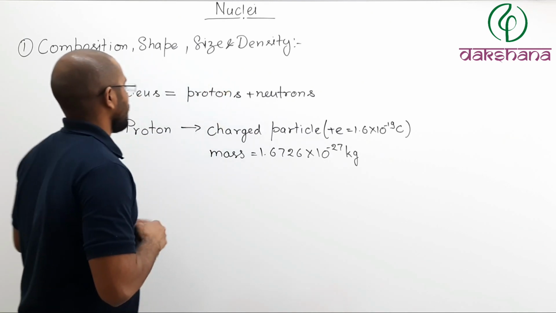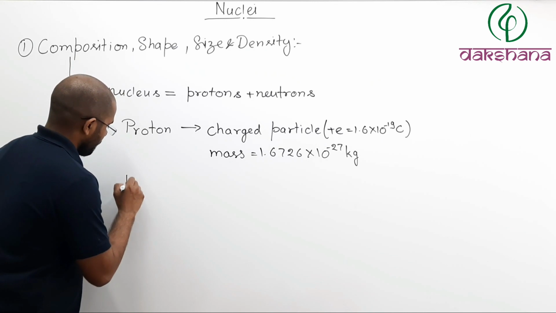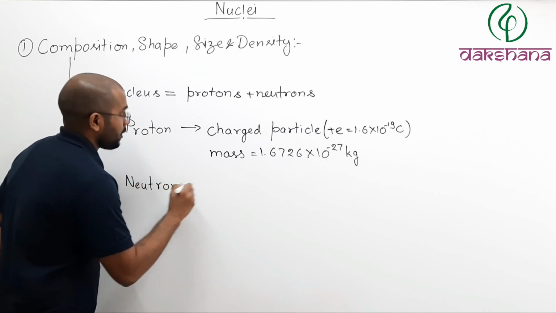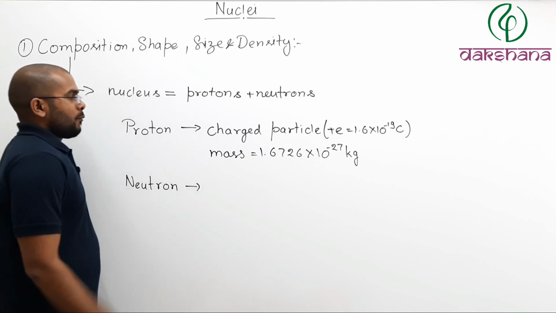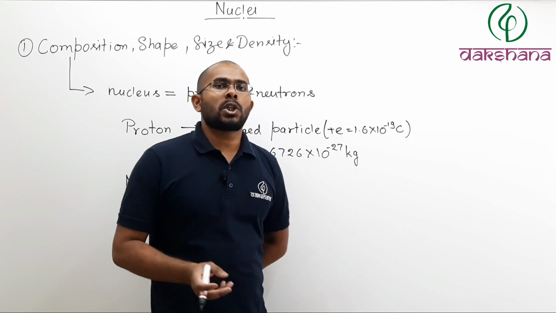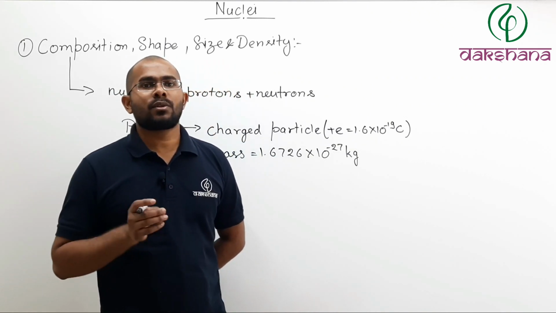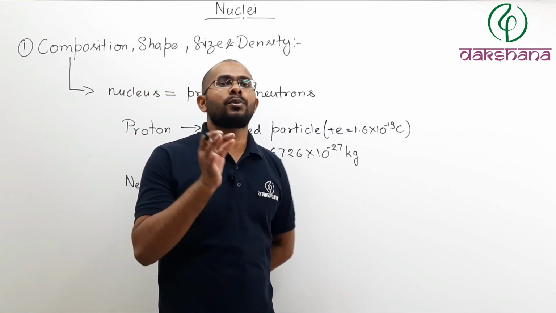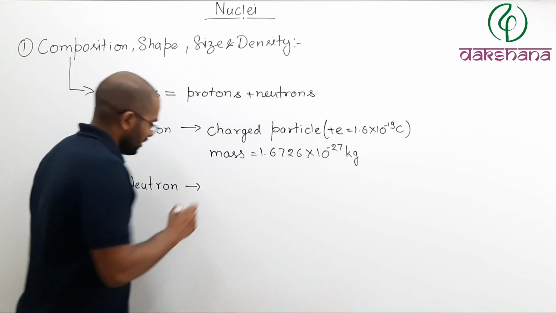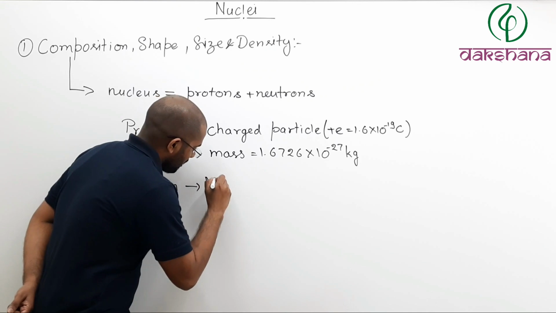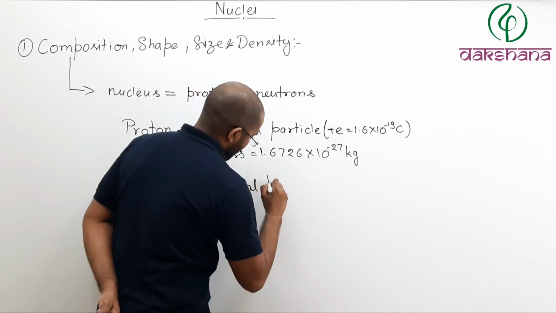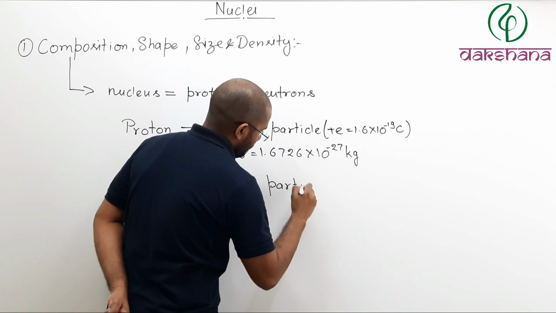Now what about neutron? While a proton is a charged particle, a neutron has no charge. There is no charge on a neutron. It is a neutral particle. You can remember neutron, neutral rhymes. So it is a neutral particle. No charge. Zero.